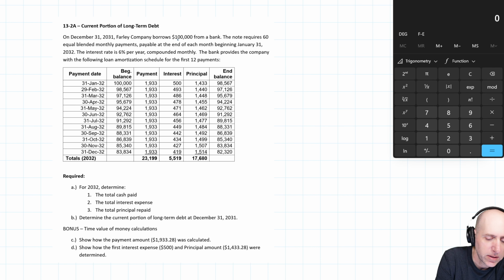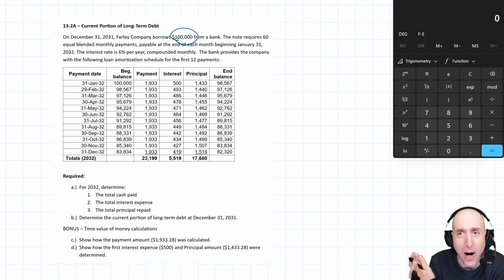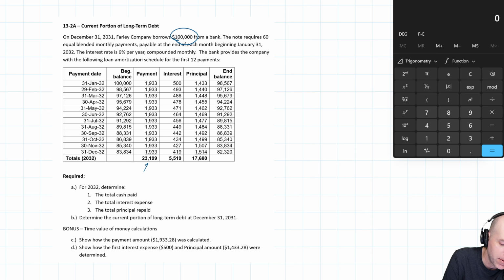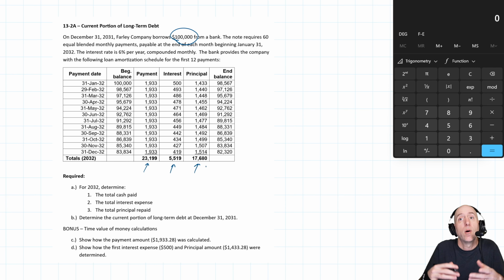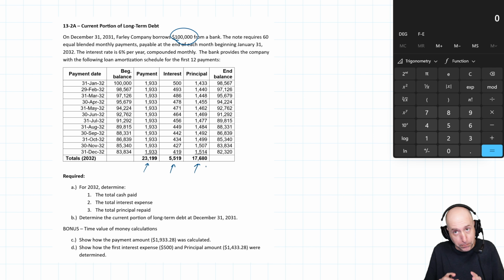Obviously this $100,000 is long-term debt, but we've got to figure out what the current part of our long-term debt is. There's really a couple of options. We've got payments, and we're going to make $23,000 in payments. $5,000 of that goes to interest and $17,000 goes to principal. The whole purpose of this exercise is to say that when you have long-term debt, there's interest and principal that needs to be paid in the next year. What's the current portion of the long-term debt? It's the principal you're paying back.